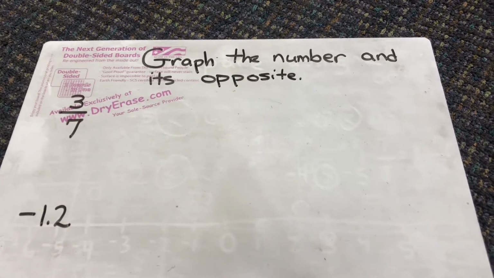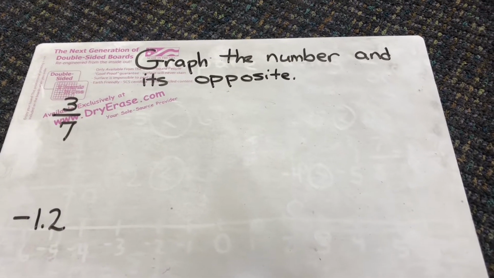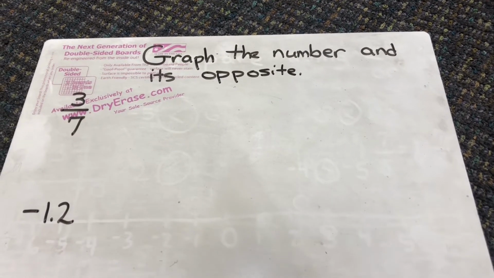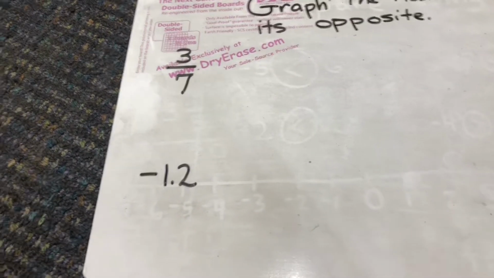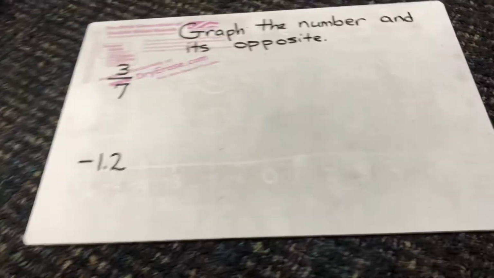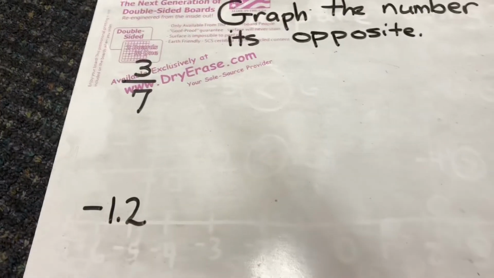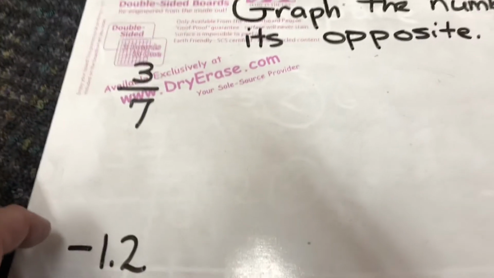Now that's going to sound familiar with what we did back in lesson 8.1, where we graphed the number and its opposite. The difference is now we're not necessarily just looking at whole numbers. We're going to be looking at fractions, decimals, mixed numbers, all those sorts of things. So our first number is 3/7.